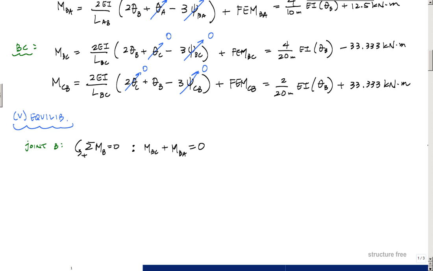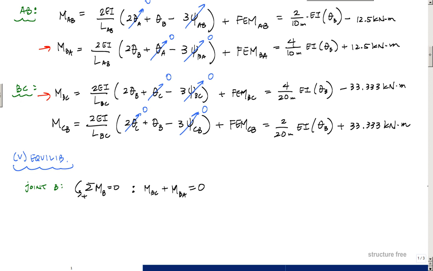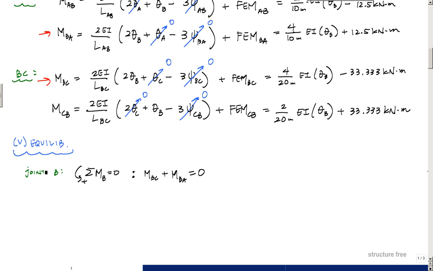So now all I've got to do is take my slope deflection equations, in this case the MBA equation and MBC equation, and just plug and chug into my equilibrium equation. So if I go ahead and do that, what I'm going to be doing here is really step 6, which is solve for the unknown displacement, or displacements plural, right?